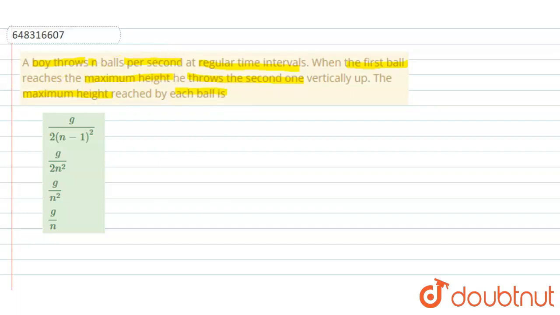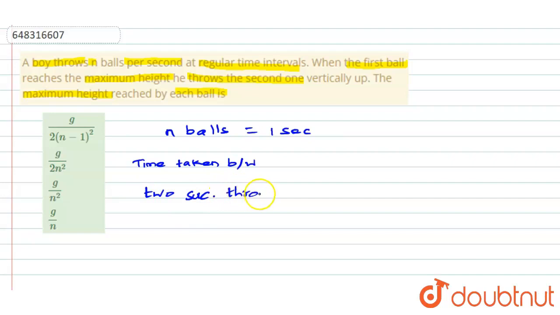So from the question, it is given that a boy throws n balls per second. So the boy throws n balls in 1 second. So the time taken for one ball, the time gap between two successive throws, becomes 1 by n second.